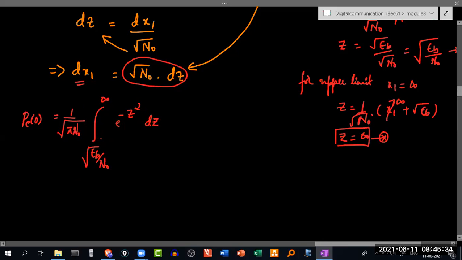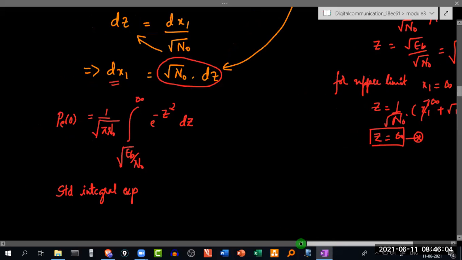So now here I can solve this. In order to solve this, we'll make use of some standard expressions. Here let's compare it with one such standard integral expression, where I have an expression of this form.